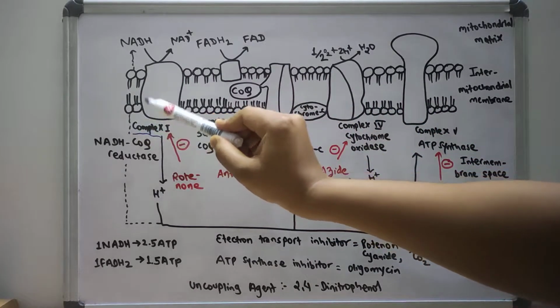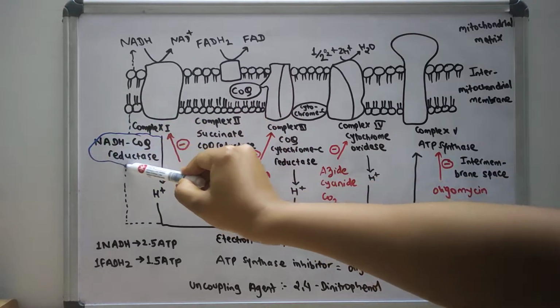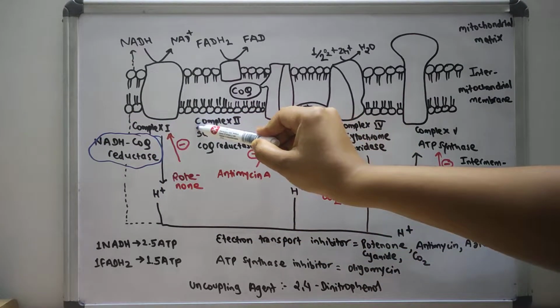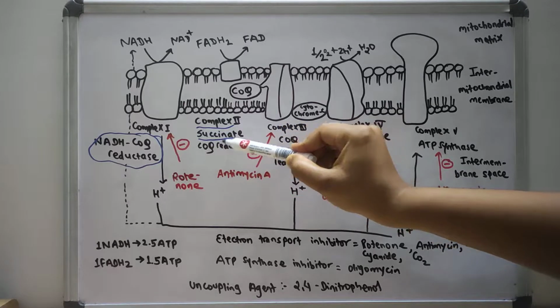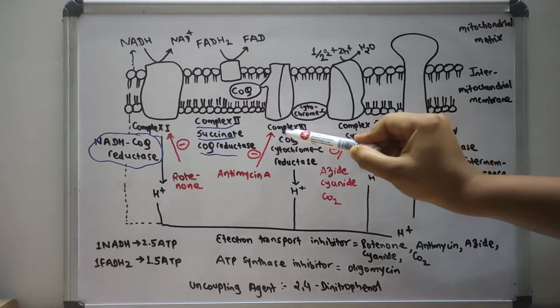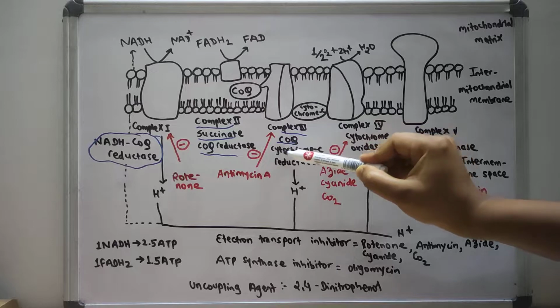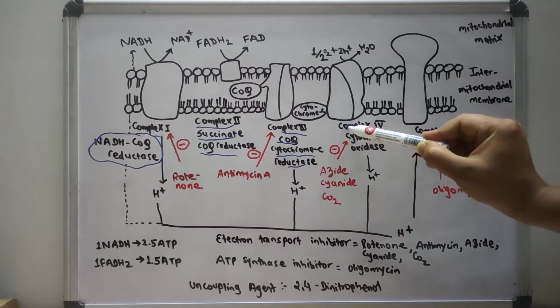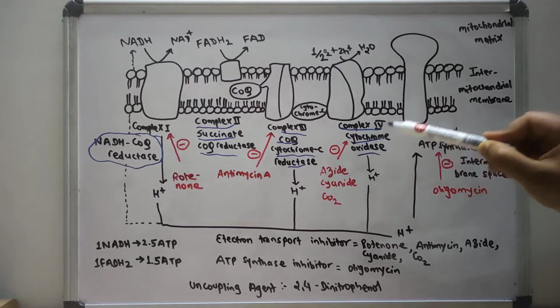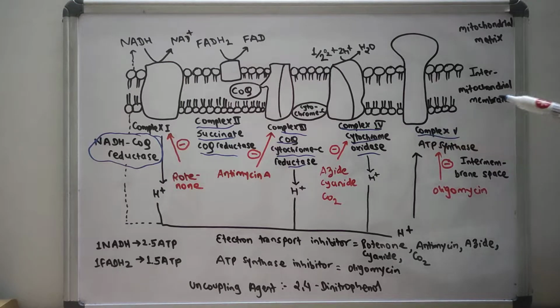Complex 1 we call NADH COQ reductase, whereas complex 2 we call succinate COQ reductase, and complex 3 is COQ cytochrome C reductase, and complex 4 is the cytochrome oxidase, and the last component is complex 5, the ATP synthase. So the ultimate ATP synthesis occurs in complex 5.